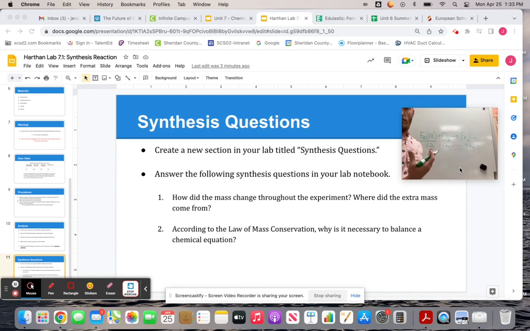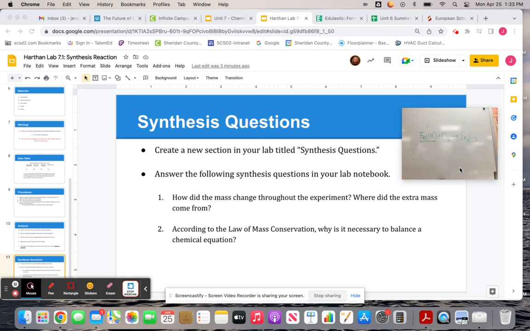Okay, so now the last question: according to the law of conservation of mass, why is it necessary to balance a chemical equation? When we look up here, we have one iron atom on our reactant side, and we have 2 irons on our product, 2 over here, 2 over here. So this isn't balanced. By balancing chemical equations, we show that we have the same amount of matter going into the chemical reaction as we do coming out.